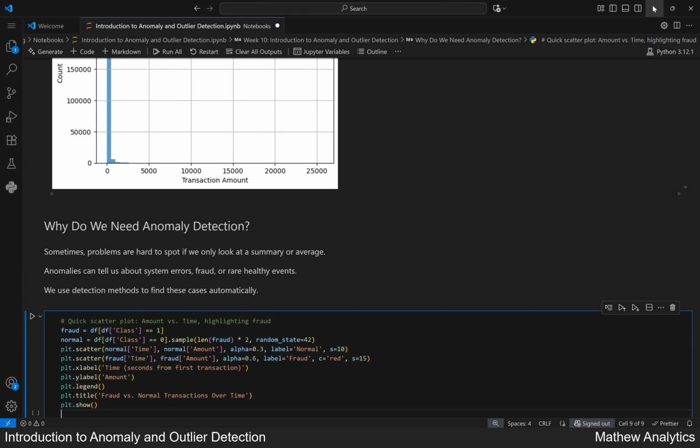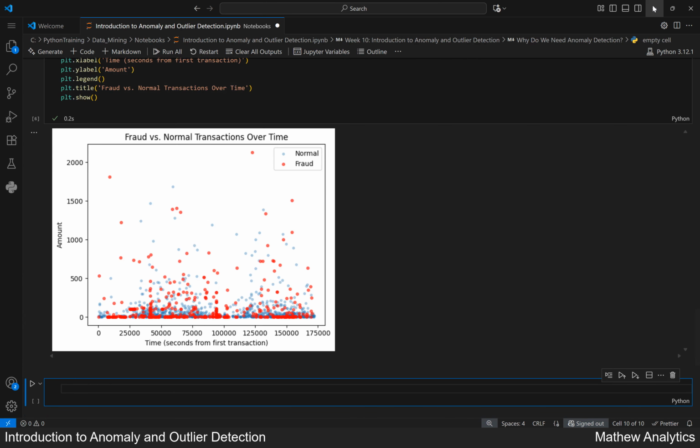Running the cell now. This scatter plot shows transaction amounts over time, with normal transactions in light dots and fraudulent ones highlighted in red. Notice how fraud points often stand out as anomalies, differing in amount or occurring at unusual times, which would be hidden in simple averages. This visualization demonstrates why anomaly detection is crucial for spotting rare but important events like fraud. Can you spot any patterns that make fraud different?